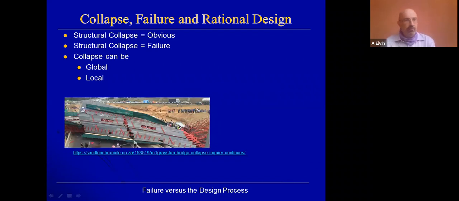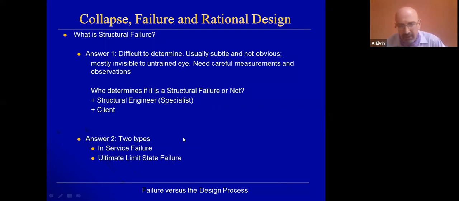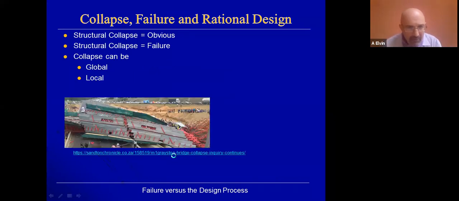Cool. So a structural collapse is something that is obvious. A structural collapse is a failure. I agree with that. And a collapse can be global or a collapse can be local. The M1 temporary structure works collapse. Let me try and click on the link.